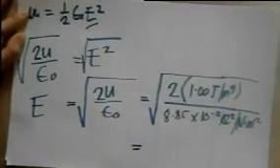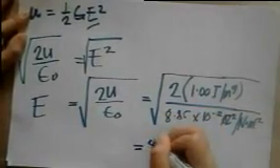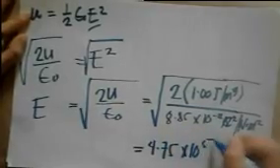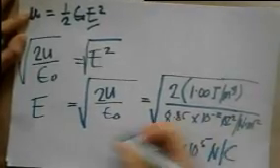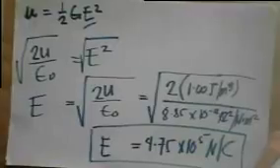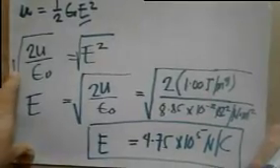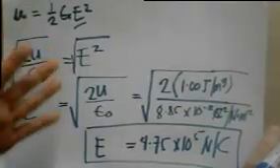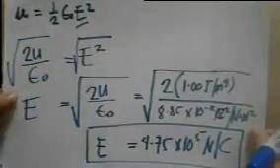And this is equal to 4.75 times 10 to the 5th newton per coulomb. This is now our electric field. This is also equal to 4.75 times 10 to the 5th volt per meter, since 1 newton per coulomb is just equal to 1 volt per meter.